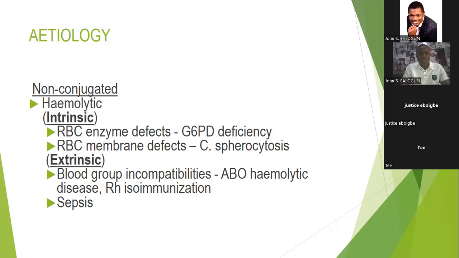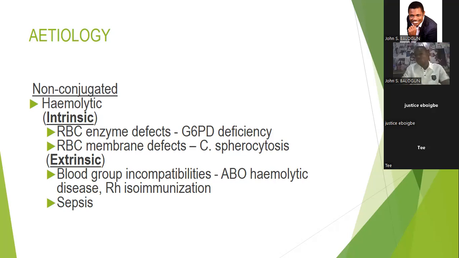Now, what are the other extrinsic hemolytic causes of jaundice? Examples, the commonest example in Nigeria and Africa generally is ABO incompatibility, so blood group incompatibility. Other ones include rhesus isoimmunization. Rhesus isoimmunization is usually very devastating, but it's very rare in Nigeria, it's very rare in Africa. But the commonest is ABO incompatibility.